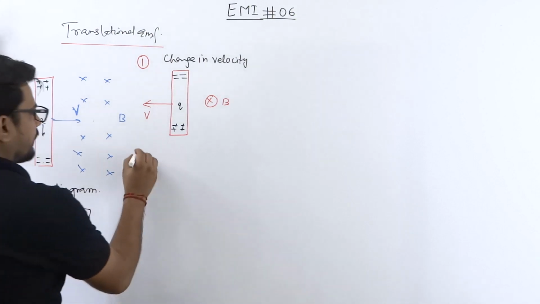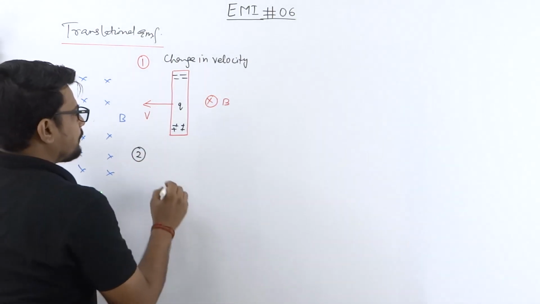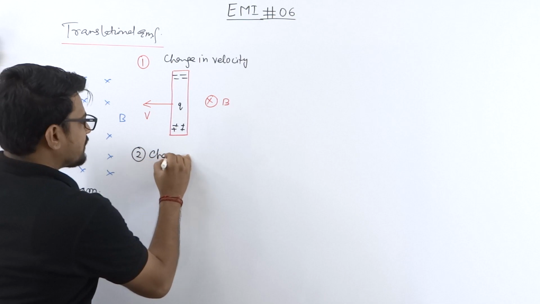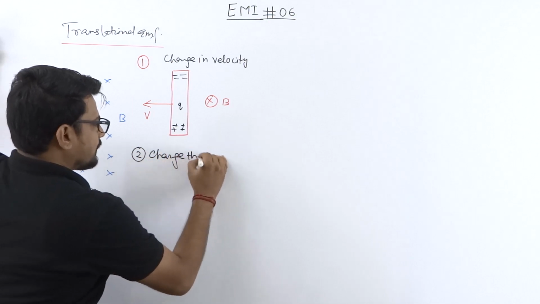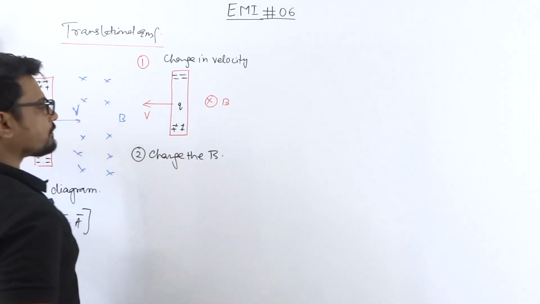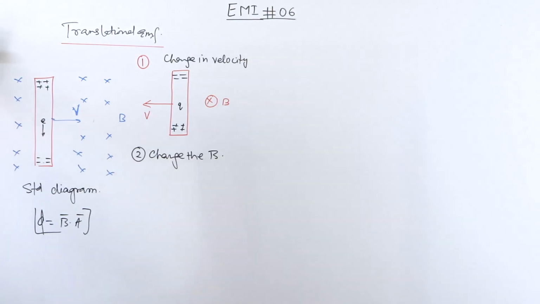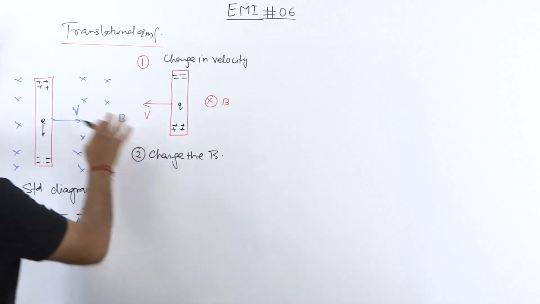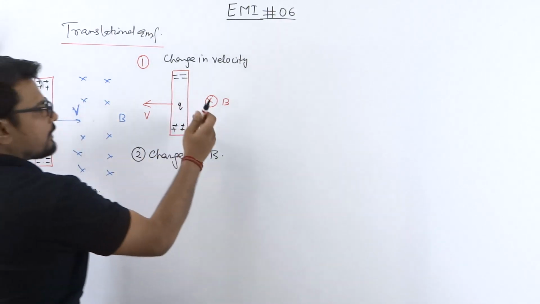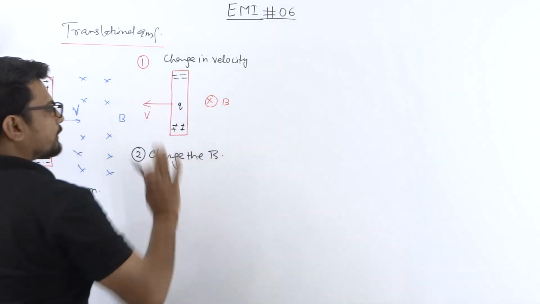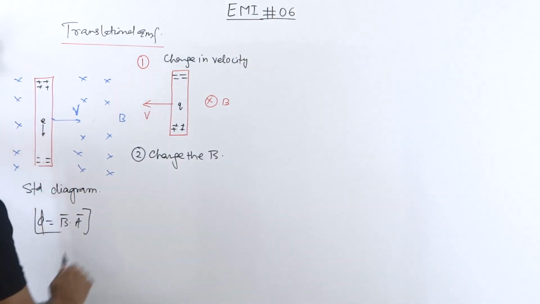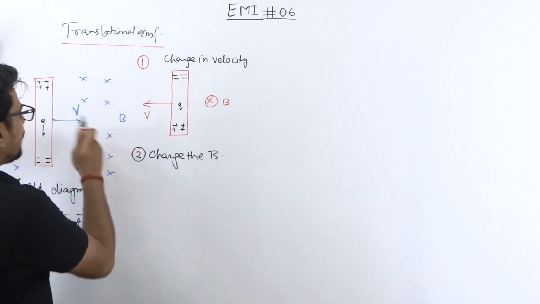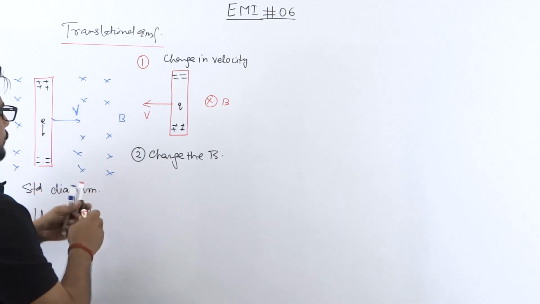All good? Okay, likewise, let's say I'm only changing the magnetic field. Now, the change in magnetic field I can do from the standard diagram, or I can also do from here. I'm doing it with the standard diagram. In the standard diagram, the magnetic field is inside and the velocity is rightward. I'm going to use the same thing.